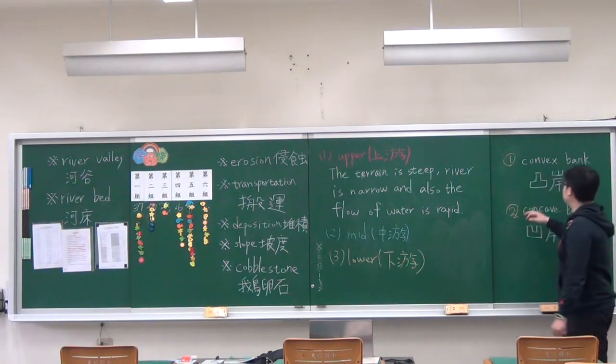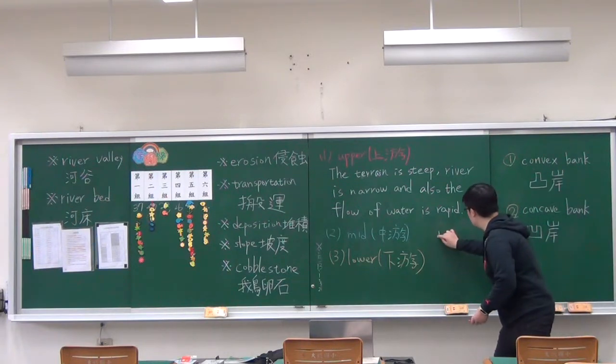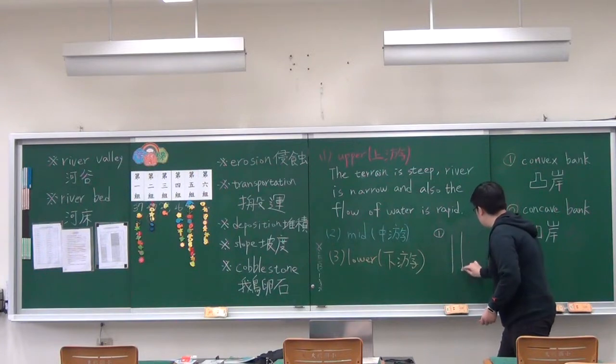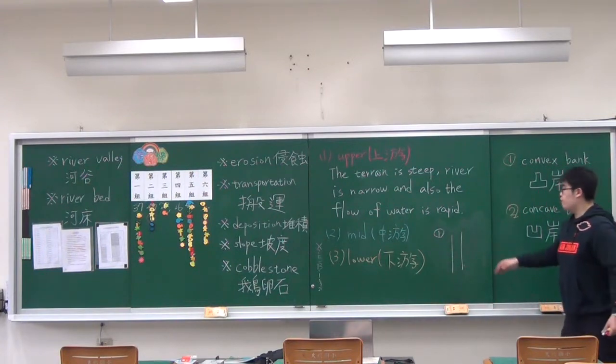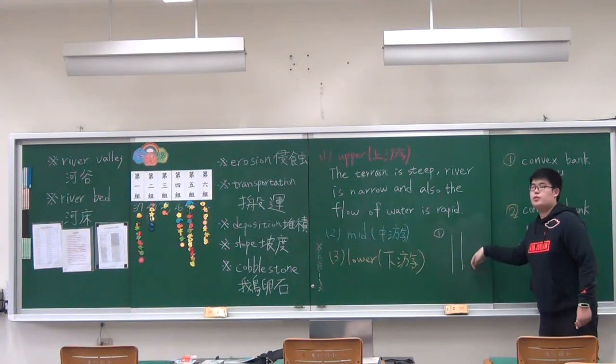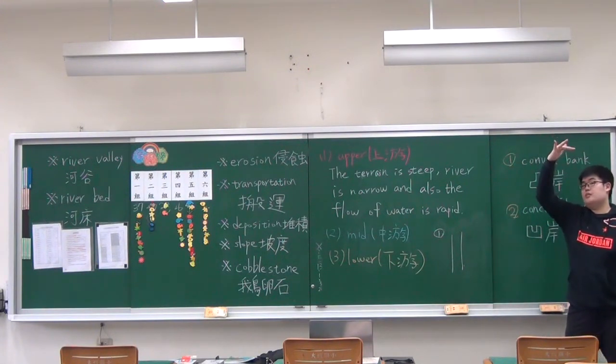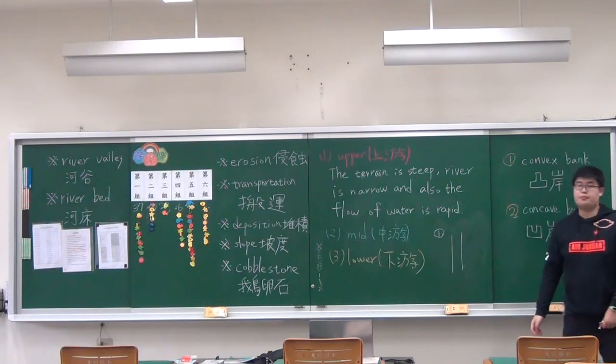The second part is the convex bank and the concave bank. What kind of position or condition will the convex bank or concave bank occur? Initially, the river looks like this. The river goes from the top straight forward to the bottom. The river flows from the top to the bottom.